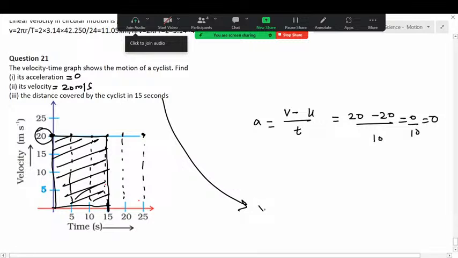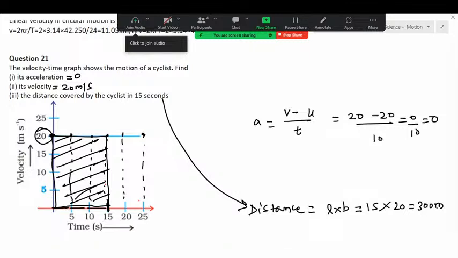Area under the Vt graph is your displacement or distance. And here if you find out this area, it is coming out to be length into breadth because it is a rectangle. What is length here? 5, 10, 15. What is breadth here? Breadth is 20. That means distance covered is 300 meter. Got it? Got it or not? Tell me that.